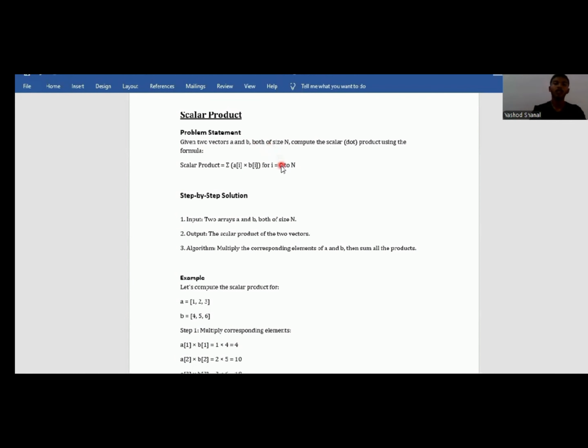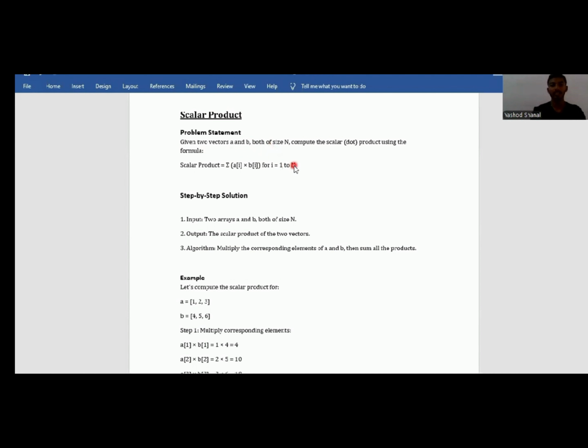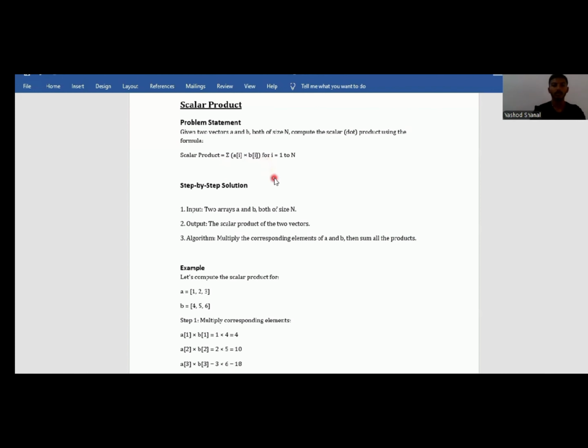Let me explain the problem of scalar product step by step. Imagine we have two vectors A and B, each with the same number of elements. The goal is to compute their scalar product, which involves multiplying corresponding elements from the two vectors and then adding up the results. We can use this formula for that. Scalar product equals sigma ai times bi for i equals 1 to n.